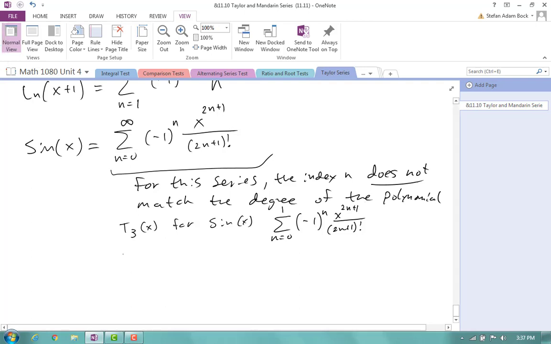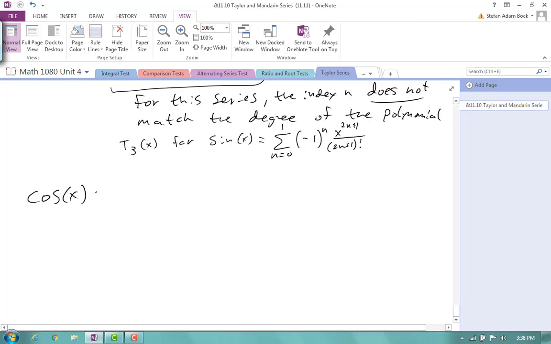If I wanted the 5th degree Taylor polynomial, for example, I would only use the sum from n equals 0 up to 2 for sine or for tangent. So be very careful with some of these Taylor series, because when you're dealing with the Taylor polynomials and the error estimation with the remainder, those n's are for the degree of the polynomial. The remainder deals with the degree of the polynomial, which may or may not match with the index of your power series.